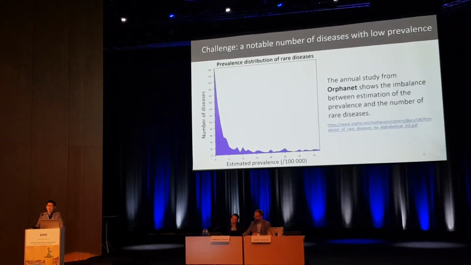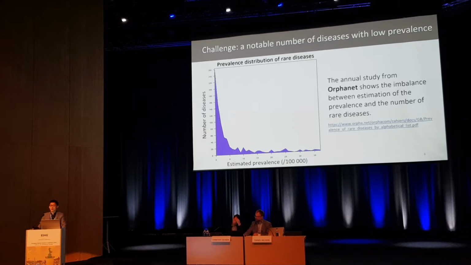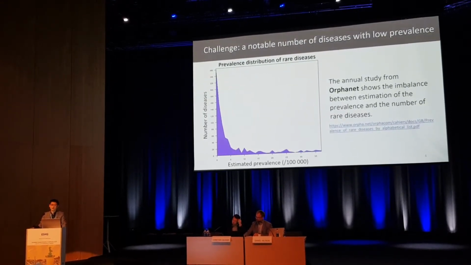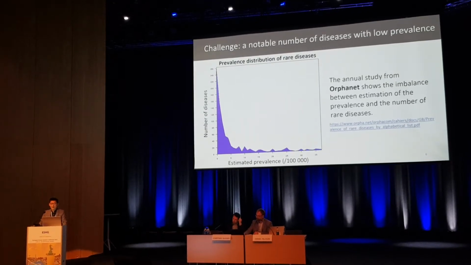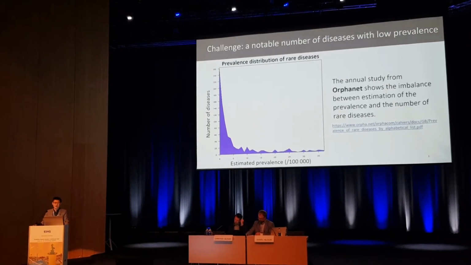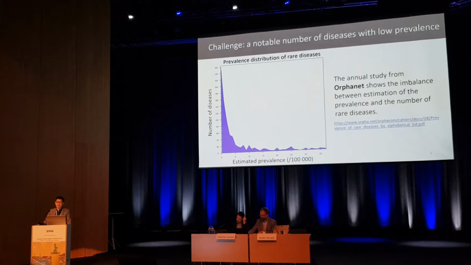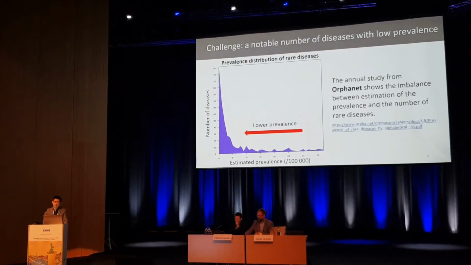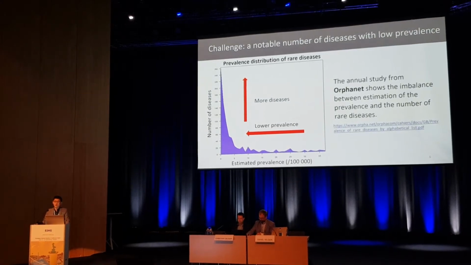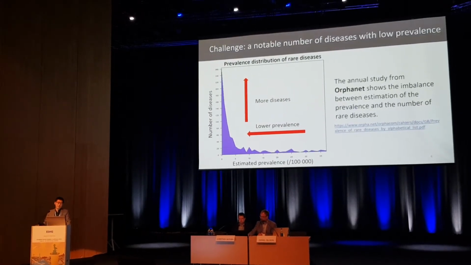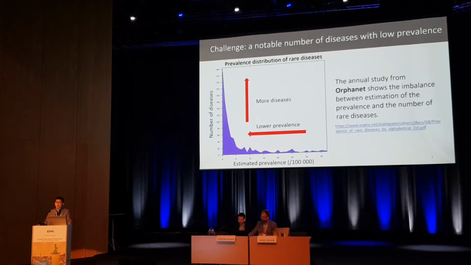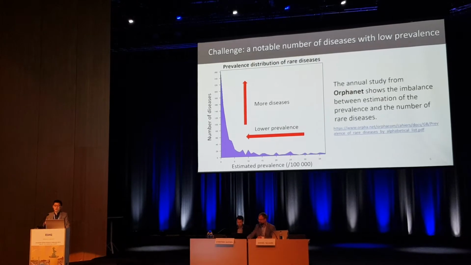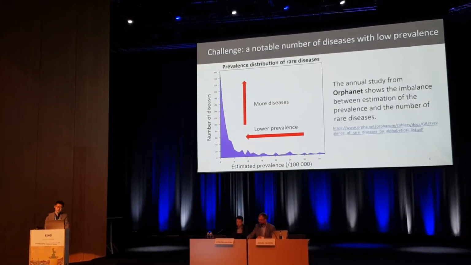Moreover, the annual study from Orphanet shows the imbalance between the estimated prevalence and the number of rare diseases. In this figure, the x-axis is the prevalence of the disease and the y-axis is the number of diseases. Here we can see that as the prevalence becomes lower, the number of diseases increases dramatically. Therefore, it is very difficult for us to support more rare disorders if we are not able to find more patients in this world.